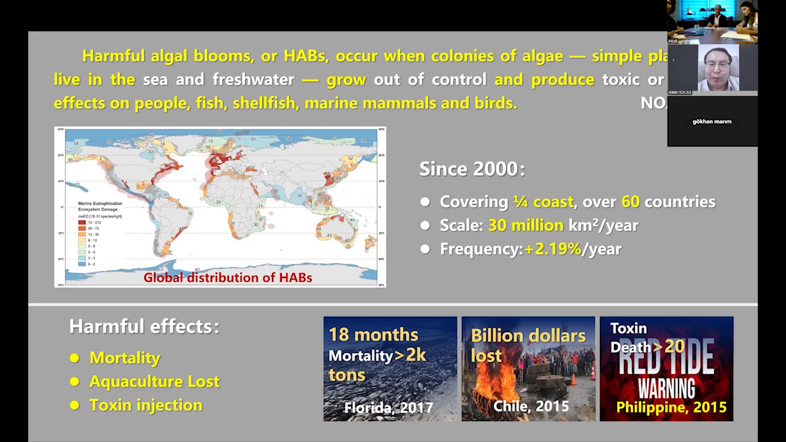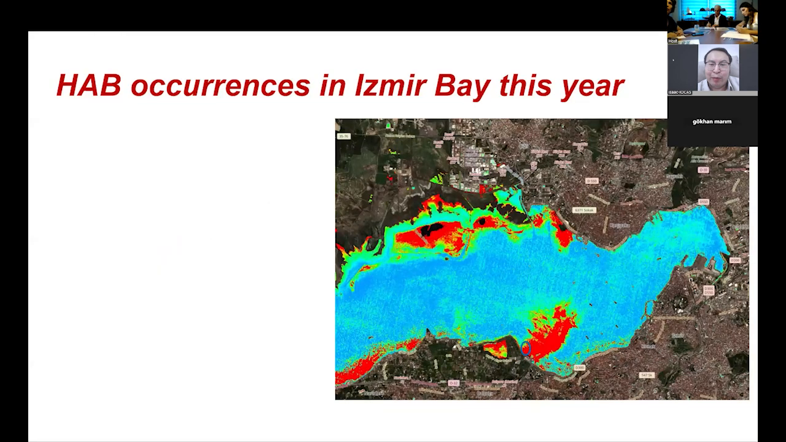This is the global distribution of HAB. So what about the İzmir Bay?